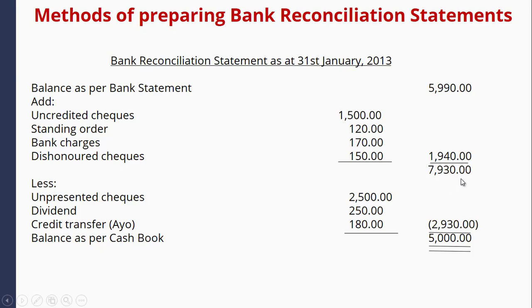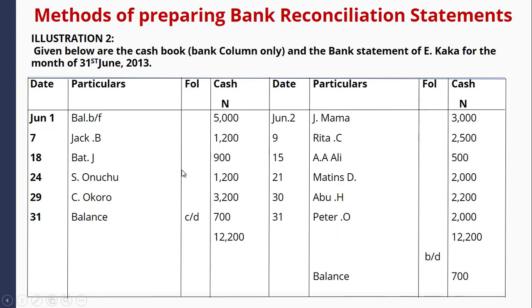We have 7,930. The things added to balance as per cash book, like unpresented checks, dividend, credit transfer to IO, we deduct them here. We have 2,930. We deduct it from 7,930. So we have 5,000. So my balance as per cash book is 5,000. If you fail to get 5,000, it shows there's an error in your solution. So let's take a look at another example.